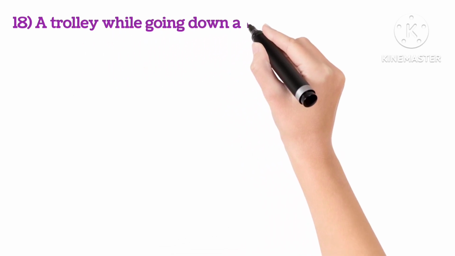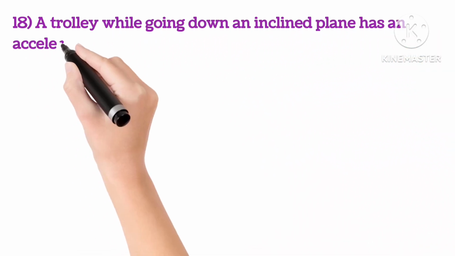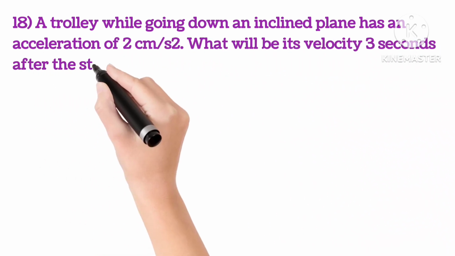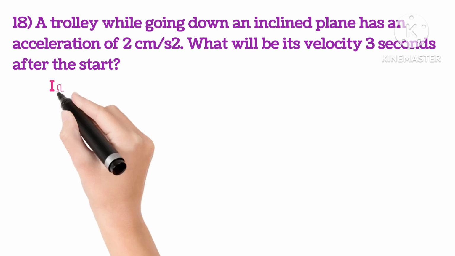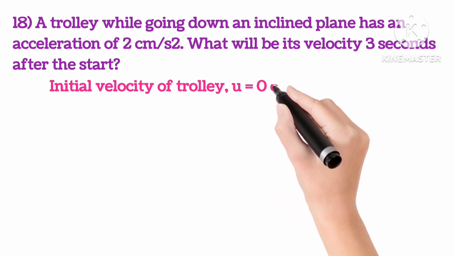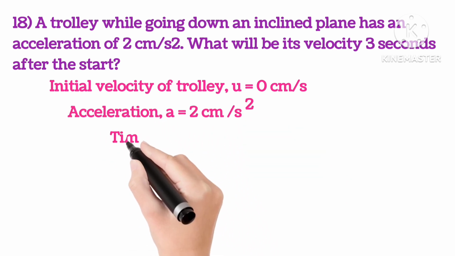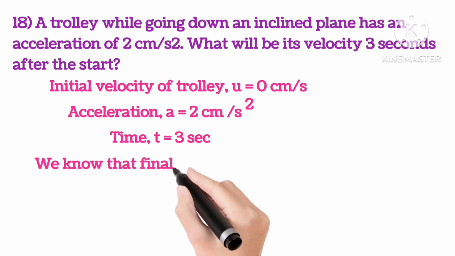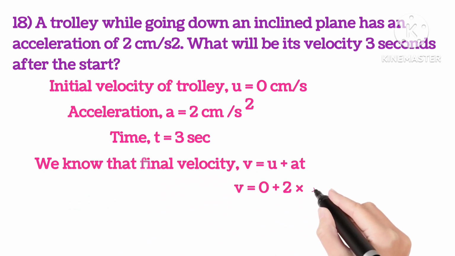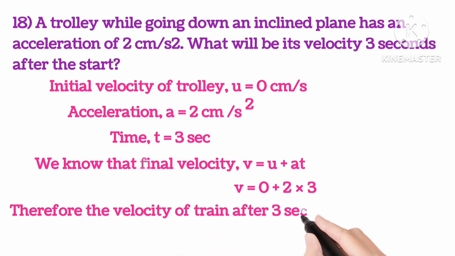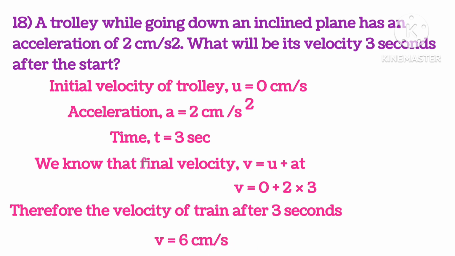A trolley, while going down an inclined plane, has an acceleration of 2 cm per second square. What will be its velocity 3 seconds after the start? So the initial velocity of the trolley is 0. Acceleration is 2 cm per second square. Time is 3 seconds. So we know that final velocity is u + at. Putting all the values, we get the velocity of the trolley after 3 seconds will be 6 cm per second.